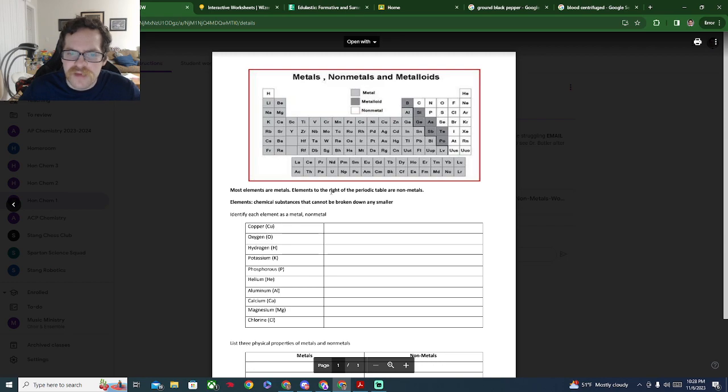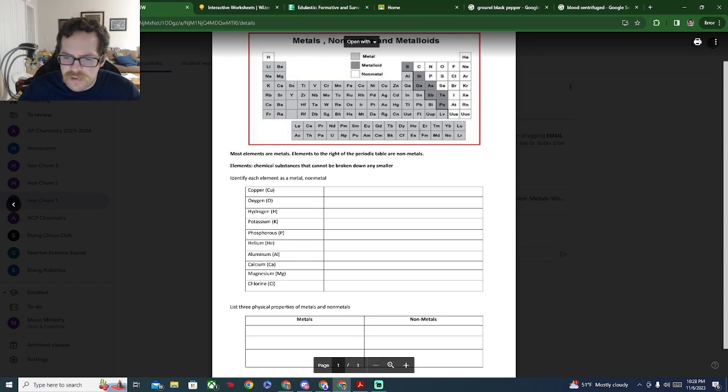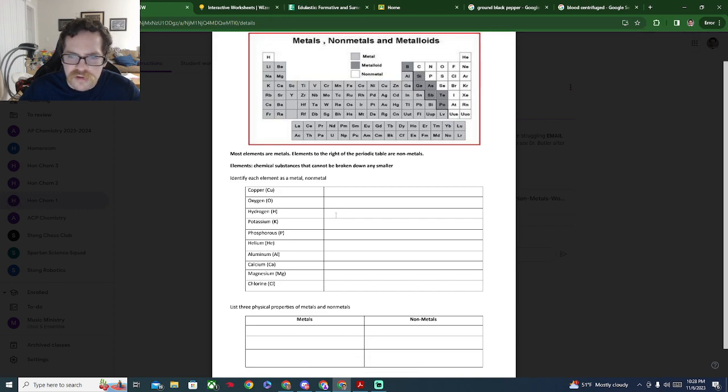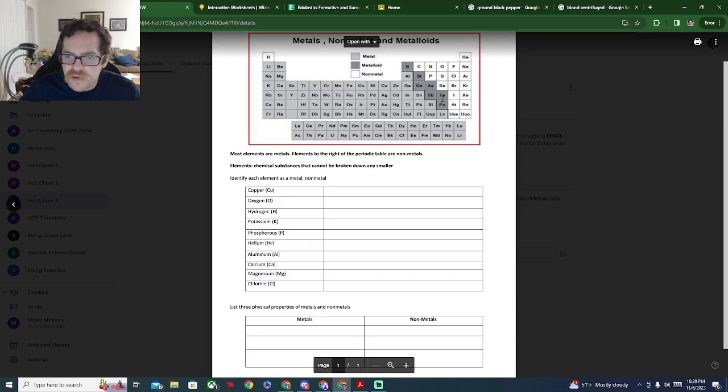So as far as metals, non-metals, metalloids, you already have them written here, right? You have them labeled by color. Copper, metal; oxygen, non-metal; hydrogen, non-metal; potassium, metal; phosphorus, non-metal; helium, non-metal; aluminum, metal; calcium, metal; magnesium, metal; chlorine, non-metal. No metalloids in these ones. But like I said, the metalloids are here.